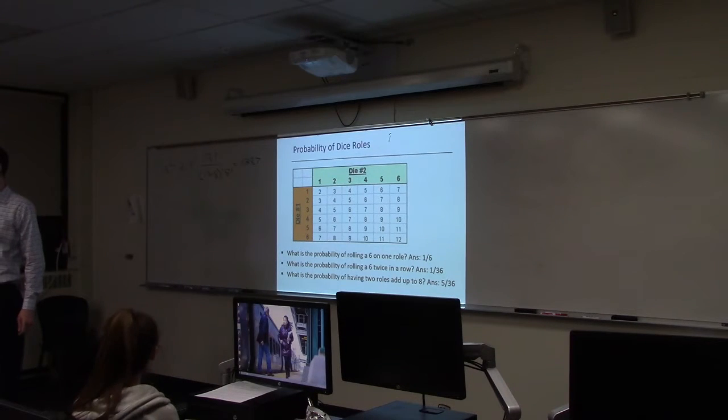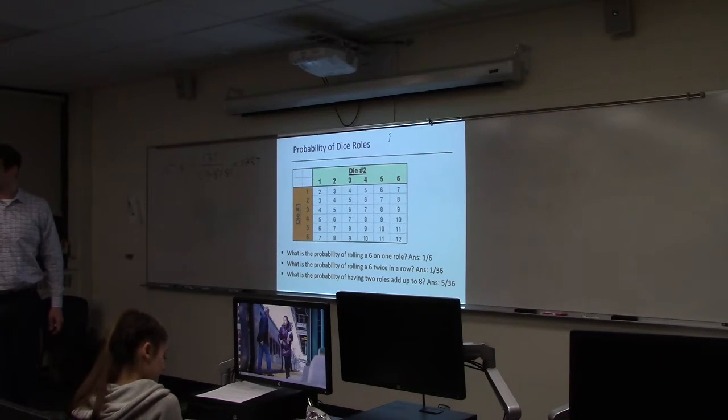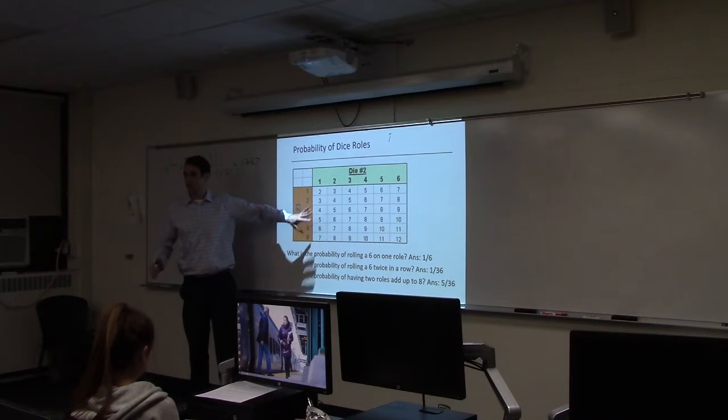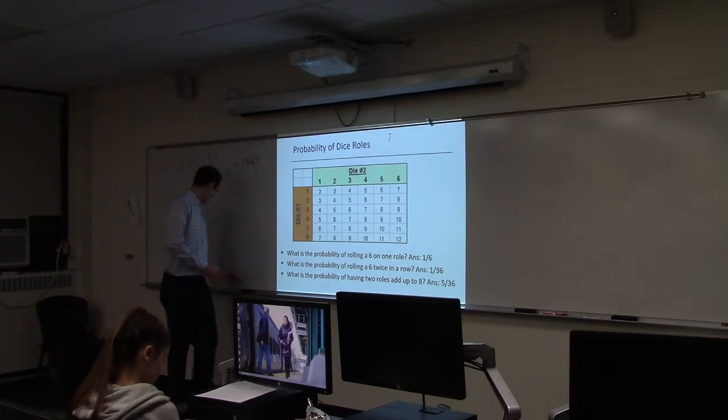All right, I hear grumblings of the correct answer. You multiply them. It's 1 over 36. Yeah, all right, so the correct answer that we just went over is 1 out of 36.